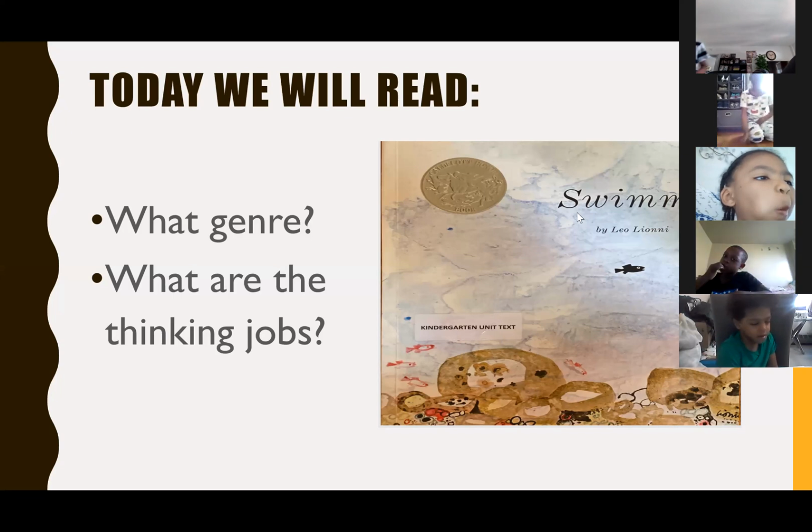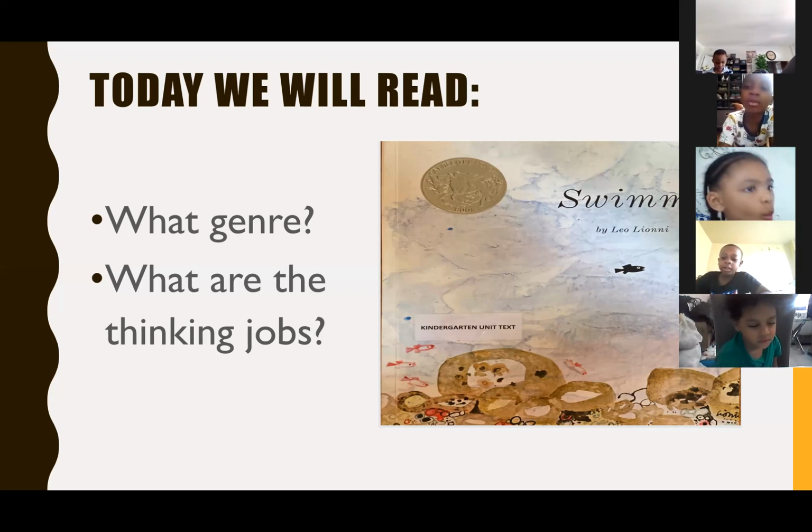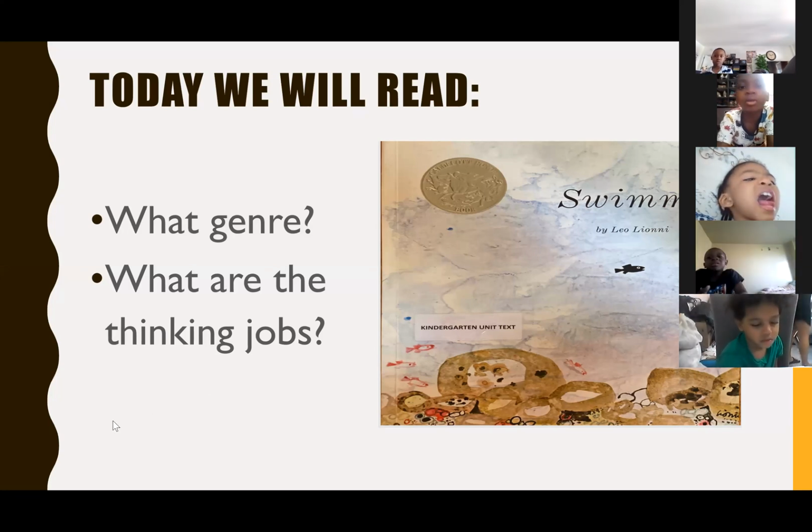So you told us one. You told us you saw a character. So a character is a thinking job. What are the other ones? Problem, solution, and a lesson learned. Nice job, Zoe. Kiss your brain. You can go ahead and mute yourself, sweetie.